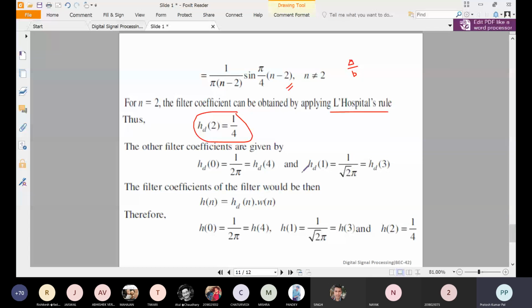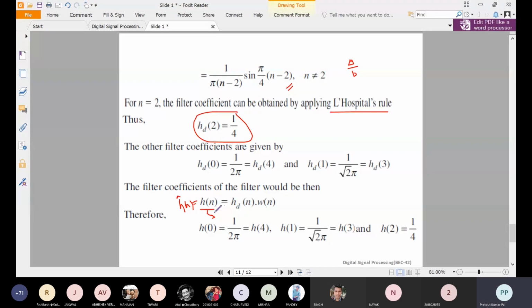Now we will find h cap of n, which is equal to the impulse response. Either we write it as h cap of n, the multiplication of these two functions, or we can directly write it as h of n, the impulse response of our desired filter after using the windowing method. Once we have hd of n and multiply it with w of n, we can get different values of h of n, putting n equal to 0, 1, 2, 3, 4.